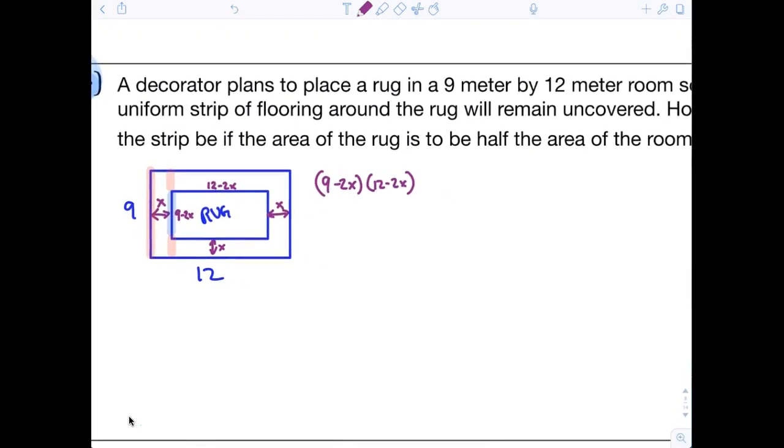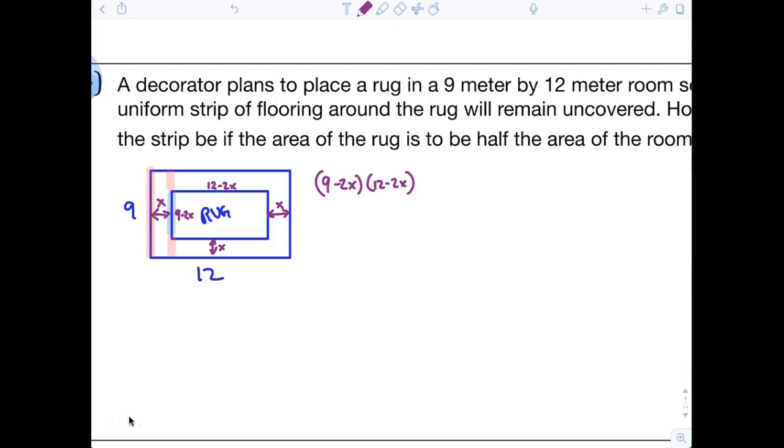So I'm going to put (9 minus 2x) times (12 minus 2x) equals 1/2... equals 0. So the area of the rug is 0? What? Negative 2x plus 9. Whoa, whoa, whoa, stop.